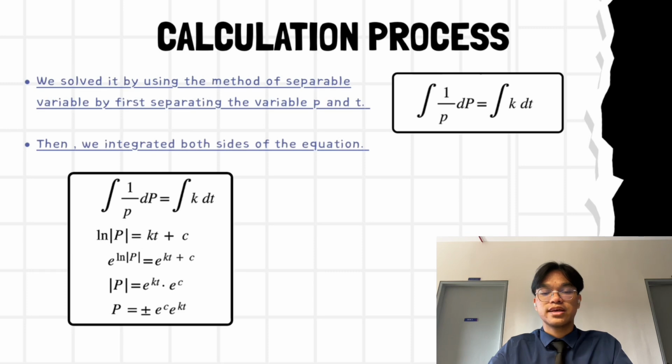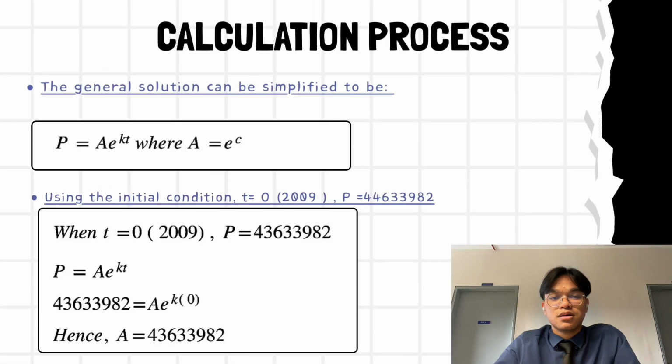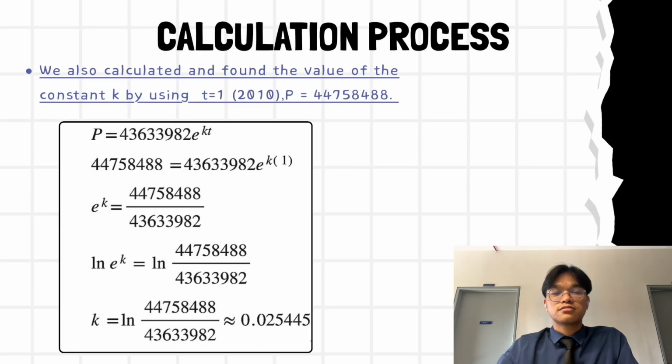plus minus A e^(kt). The general solution can be simplified to P = A e^(kt), where A is equal to e^C, and by using the initial condition t = 0, we can find the value of A, which is 43,633,982. We also calculate and find the value of the constant k by using t = 1. Then we find k is equal to 0.025445.